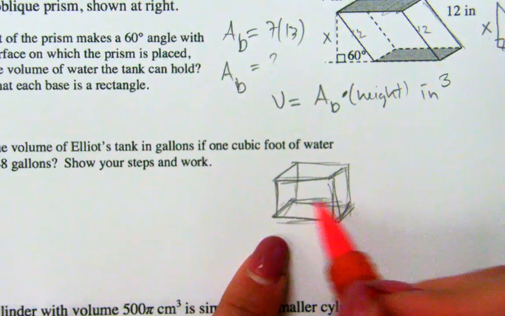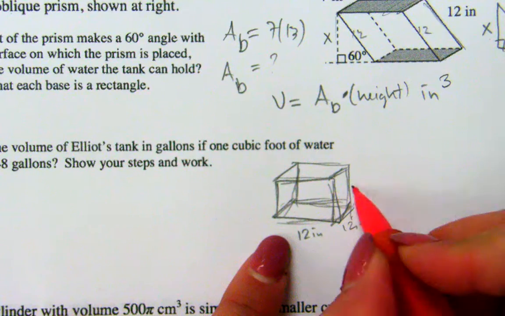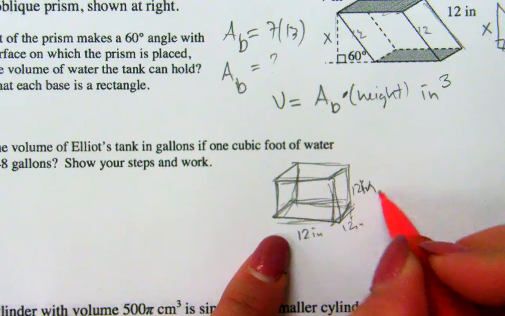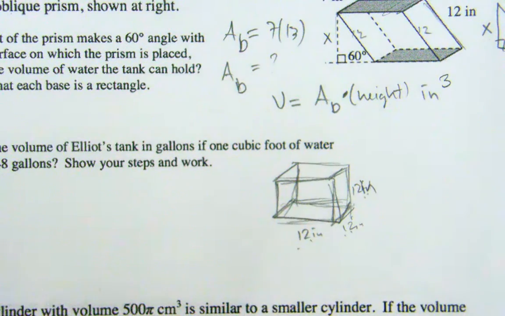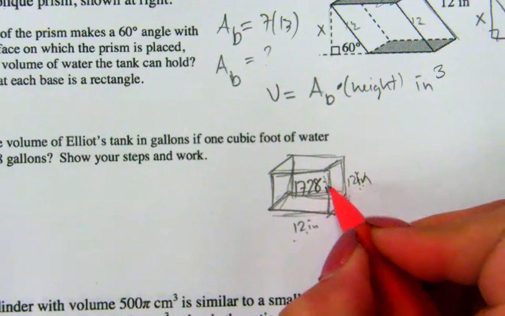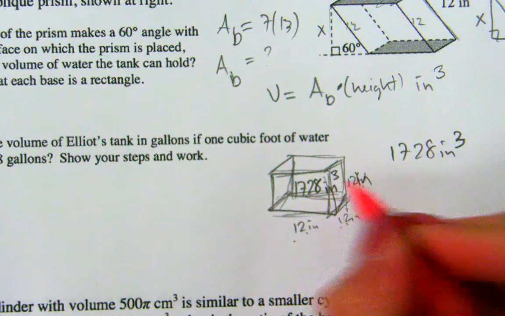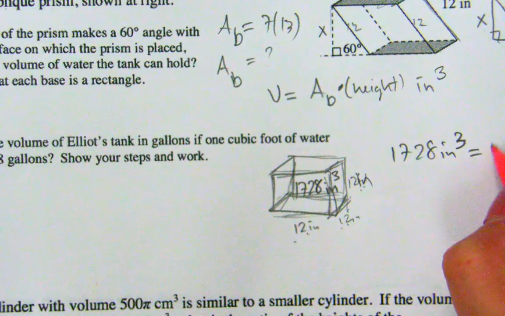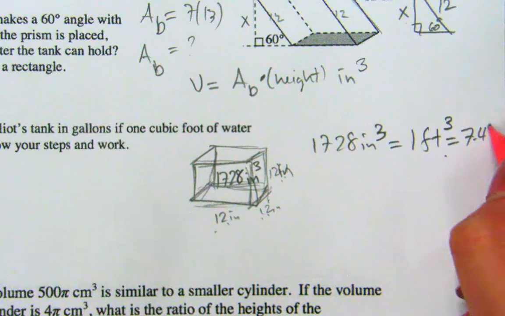Okay, so you have 12 inches by 12 inches by 12 inches, that's 1 foot by 1 foot by 1 foot. So 12 by 12 by 12 gives you 12 to the third power, gives you 1728 inches cubed. So 1728 inches cubed is going to be the same as 1 foot cubed. 1 foot cubed is equal to 7.48 gallons.